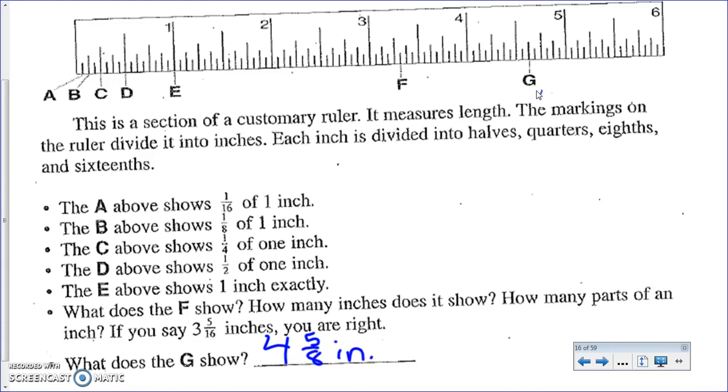It's really important throughout our entire measurement unit, and throughout math as a whole, to make sure you are labeling your units correctly. So we had to label this one inches.